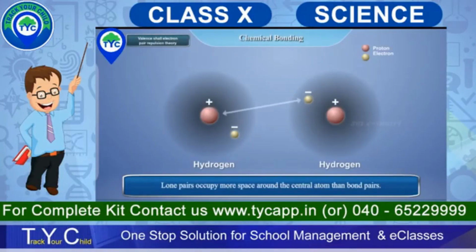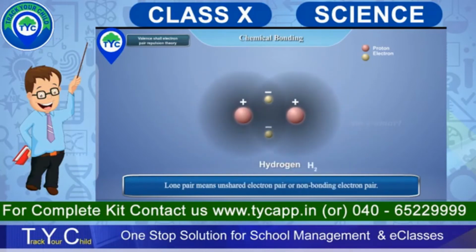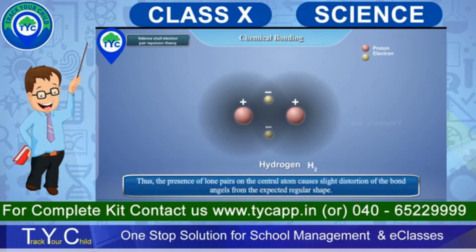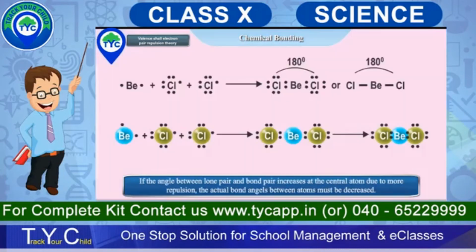Lone pairs occupy more space around the central atom than bond pairs. A lone pair means an unshared electron pair or non-bonding electron pair. These are attracted to only one nucleus, whereas the bond pairs are shared by two nuclei. The presence of lone pairs on the central atom causes slight distortion of the bond angle from the expected regular shape. If the repulsion between lone pair and bond pair at the central atom increases, the actual bond angles between atoms must decrease.